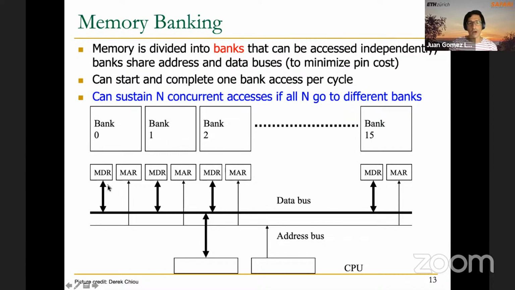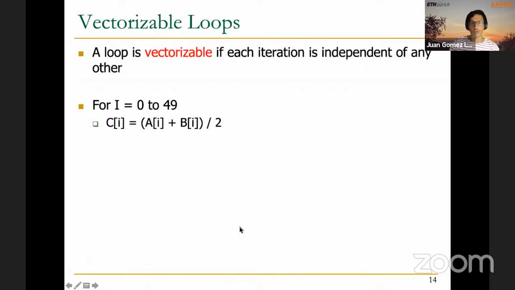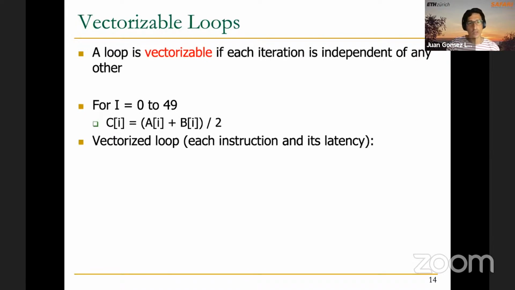We start gathering all the elements one by one using this data bus from this MDR, this MDR, this MDR, and so on, right? So this is how we access memory for both reading and writing.